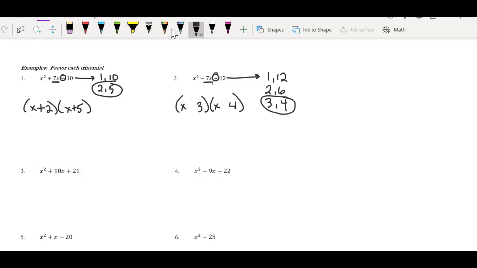Now, this is where I have to think about the sign. The only way I can get a negative 7 is if they are both negative, because a negative 3 plus a negative 4 is a negative 7. The reason this works also is because negative 3 times negative 4 is a positive 12. Okay, so let's look at this next one.